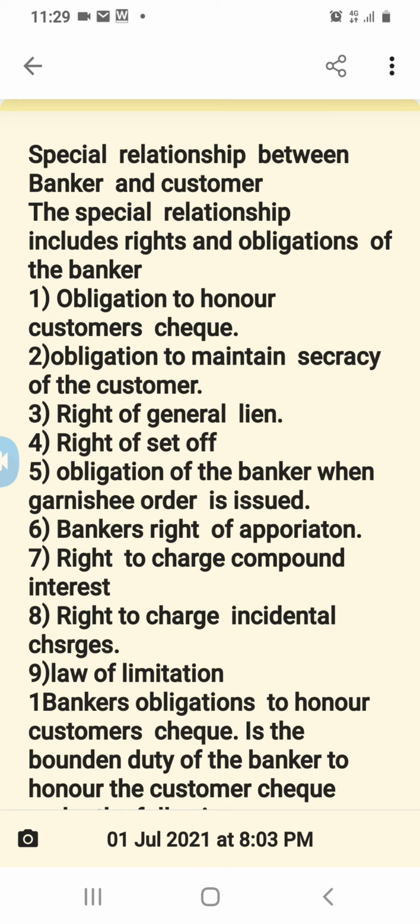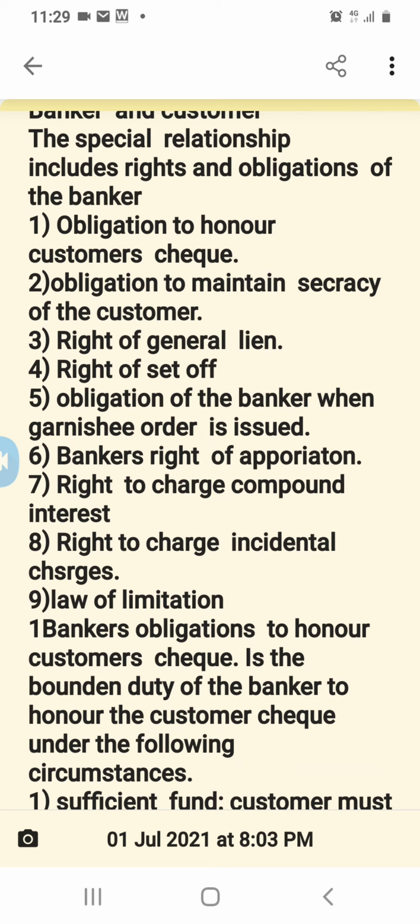The special relationship includes the rights and obligations of the banker. So there are totally 9 obligations and rights. What are those? First one is obligation to honor the customer's check. Second one is obligation to maintain the secrecy of the customer's account. Then third one is right of general lien.